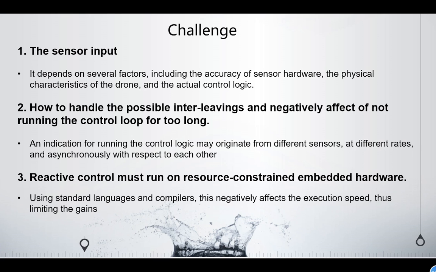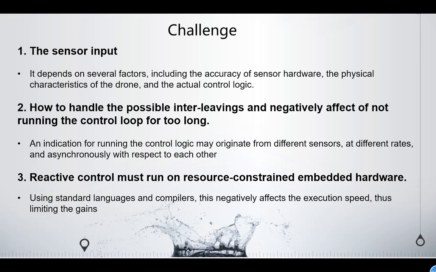However, it is not easy to achieve reactive control. Three issues need to be resolved. The first one is that the change of sensor input depends on several factors, including the accuracy of the sensor hardware, the physical characteristics of the drone, and the control logic.